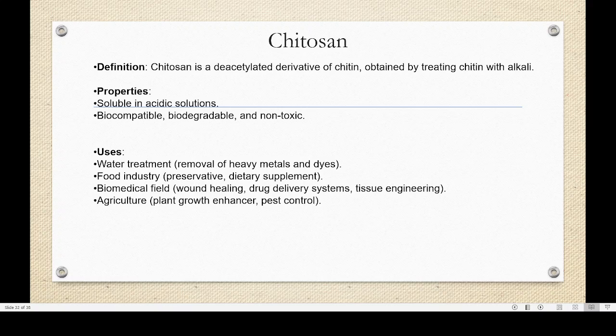Then in the biomedical field, as we have seen earlier, drug delivery systems, wound healing and tissue engineering, chitosan is a good product. Then agriculture, as a plant growth enhancer and also as a controlling agent. So these are some possible applications of chitosan, widely used in industry for its capability for purification of water and also as a preservative. So it is simply a derivative from which the acetyl group is removed.